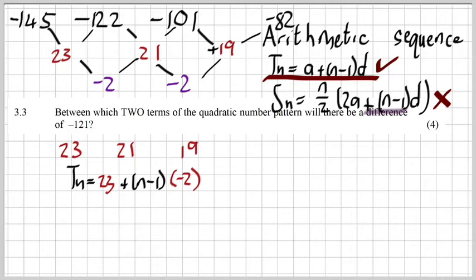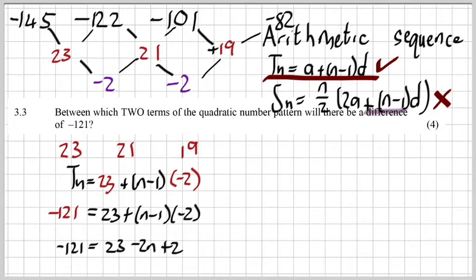But what did they tell me? What must the difference be equal to? It must be negative 121. Now, ladies and gents, I must solve this equation.